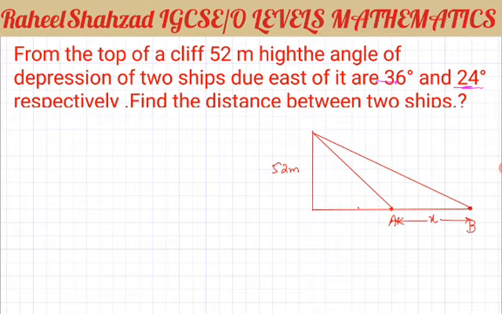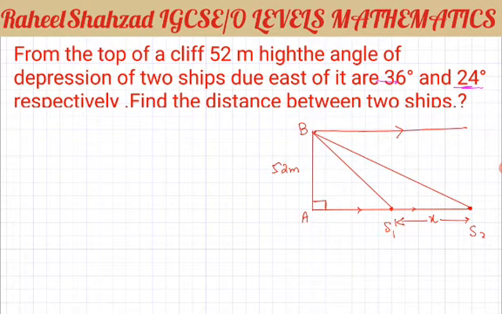Further information we have: suppose this is my level ground. Let's draw a straight line that is parallel to this, and the angles of depression are given. Suppose this is A, B, and that is the height of the cliff. Here is ship 1 and here is ship 2, and we need to find the distance between the two ships. This is a right angle triangle.